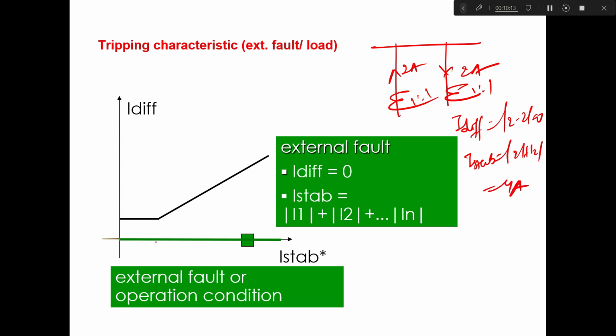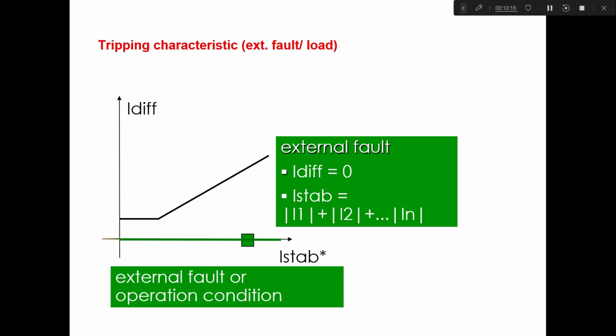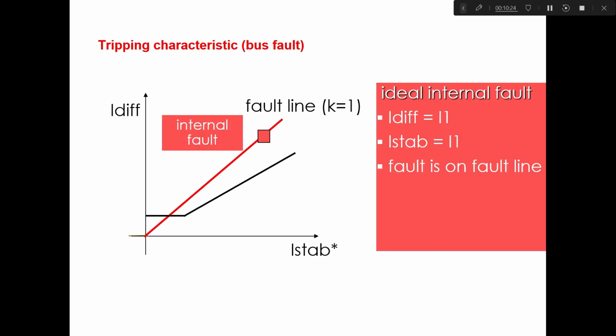So now for load condition it will be somewhere here, but in both the conditions you will be having a low differential current or close to zero differential current with a high amount of stabilization current. Now suppose there is an internal fault on the bus. So suppose this is a bus bar with again the two feeders, but now there is a fault on the bus. So now these two feeders, this feeder will feed the current. Also this feeder will also feed the current to this fault.